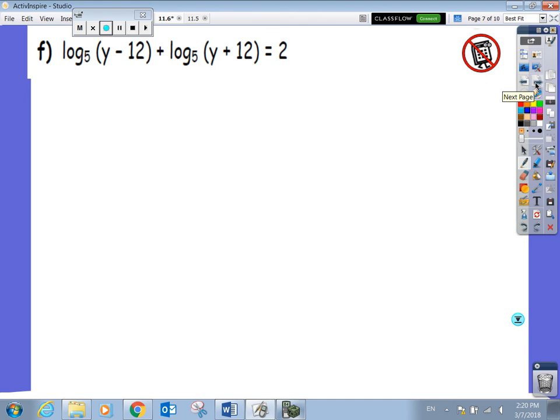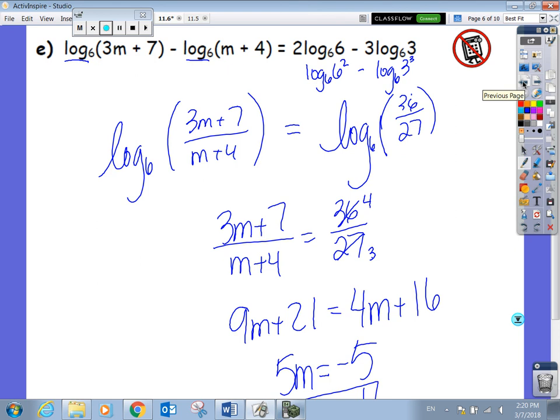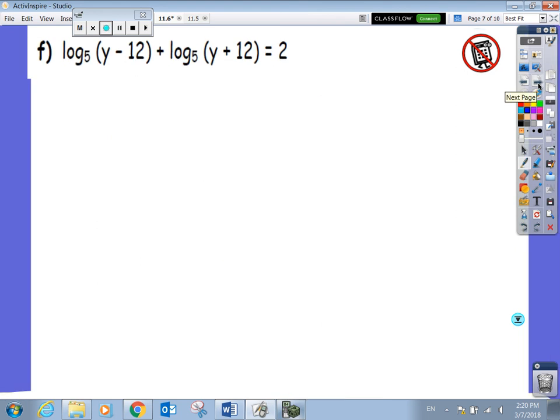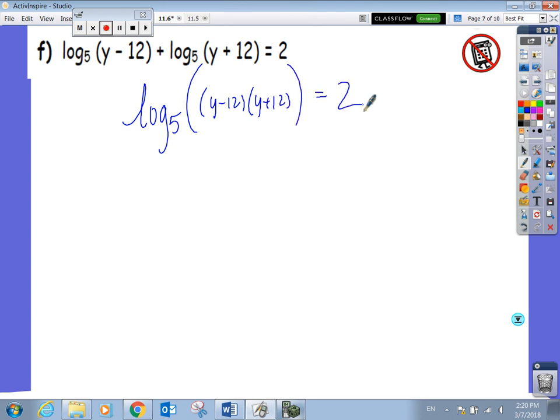All right, this one, letter F, is a little different than letter E. Letter E had logs in every single term. This one does not have logs in every single term, so we've got to work it a little bit differently. The left side, we're still going to combine the same and make log base 5 of y minus 12 times y plus 12, and that's equal to 2. Okay, that's all still the same.